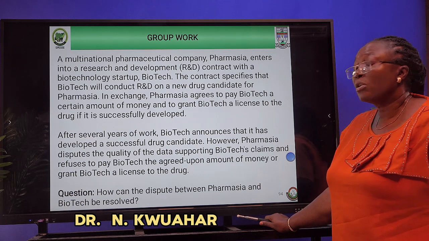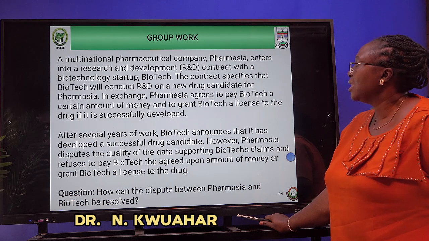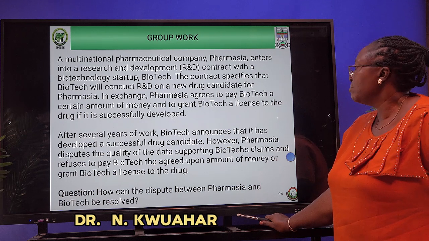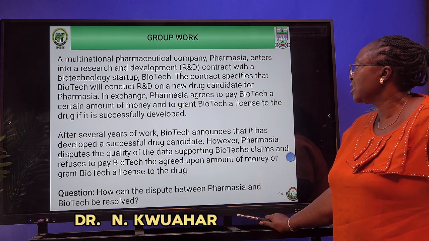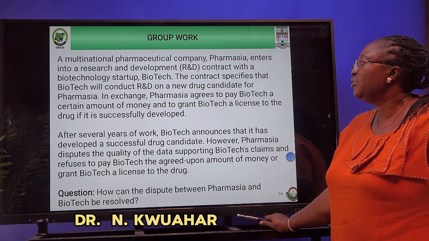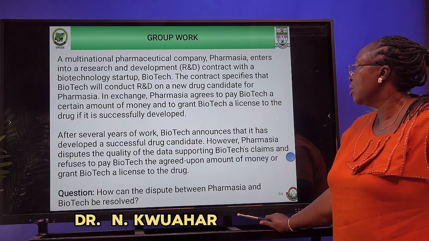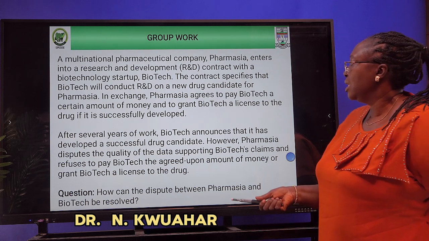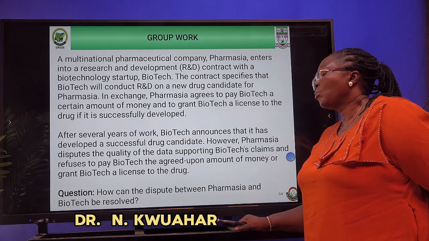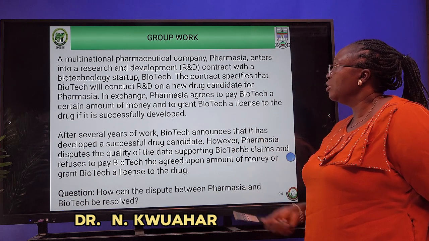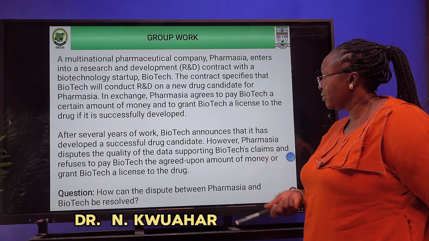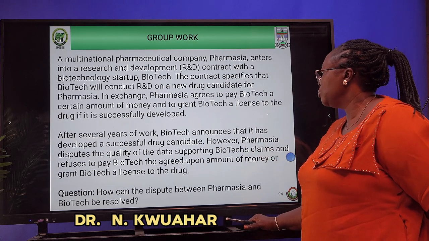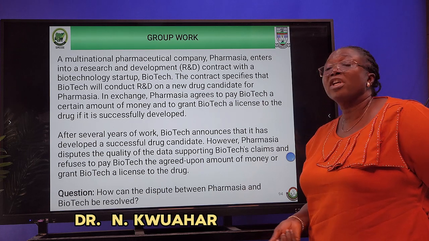After several years of work, Biotech announces that it has developed a successful drug candidate. However, Pharmacia disputes the quality of the data supporting Biotech's claim and refuses to pay Biotech the agreed upon amount of money and the license to the drug. So definitely you see that a conflict resulted in the course of execution of this contract. So how can this dispute between Pharmacia and Biotech be resolved?